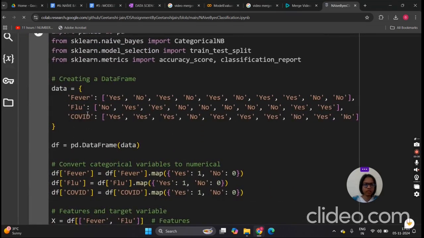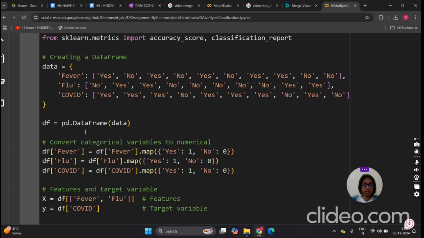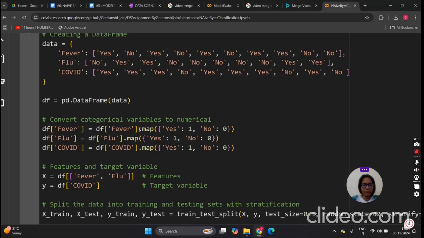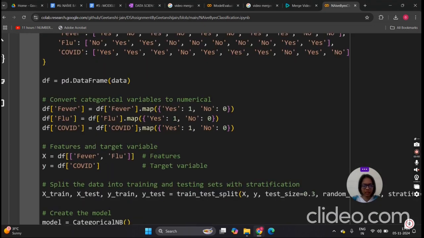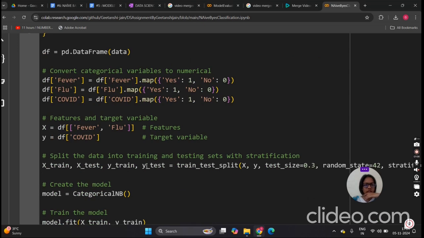The data is fever, yes, no, yes, no, yes, no, flu, COVID. This is our data. df is equal to pd.DataFrame, so this is our data frame. Convert categorical variables to numerical. First we convert yes and no using 1/0 format: df fever map, yes maps to 1 and no maps to 0. Then features and target variable. The feature variables are fever and flu, and the target variable is COVID or not.